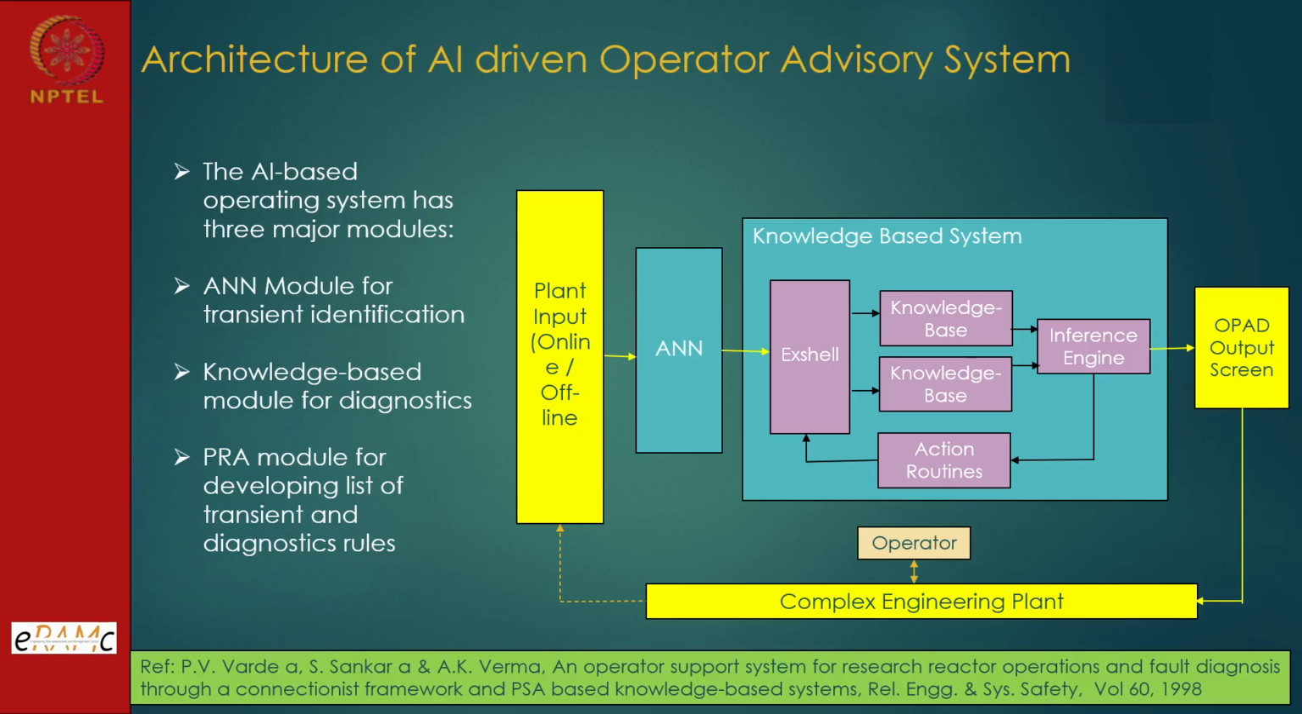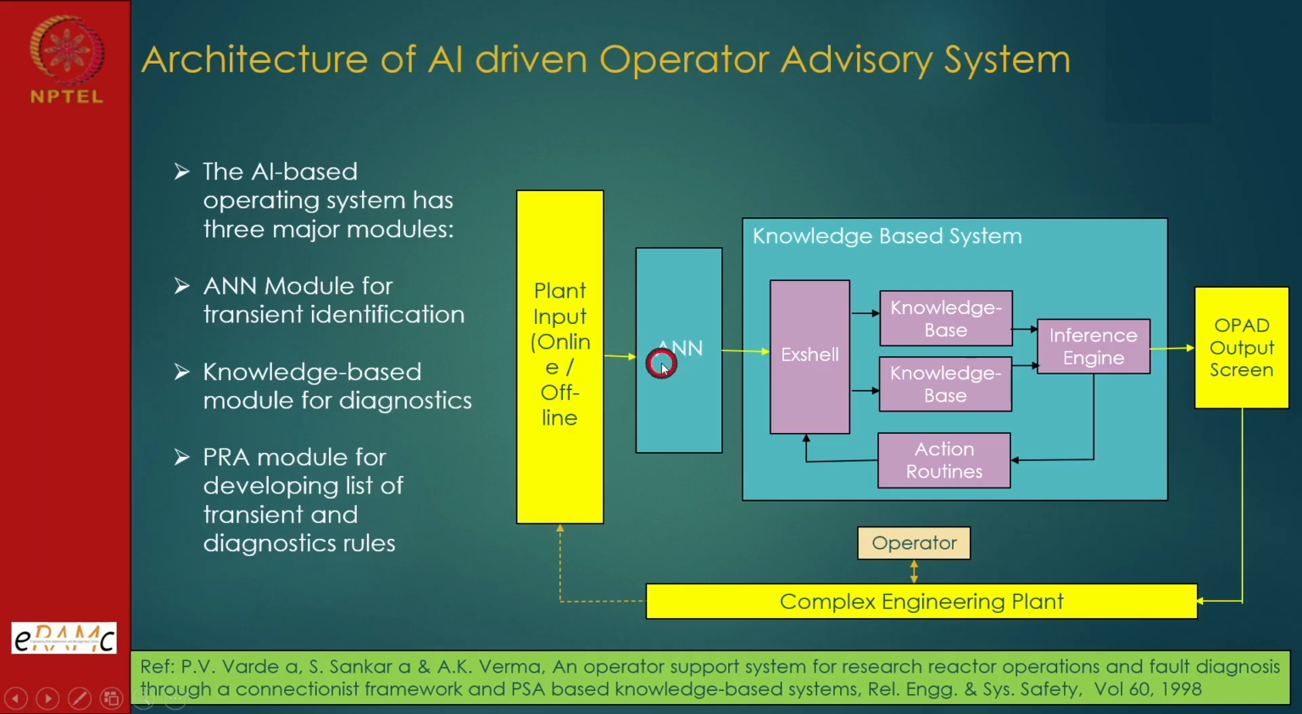The architecture of the operator advisory system that we are talking about typically is like this, because these are the components I was telling you. Let us understand the components which are there in the system. There is one module called the ANN module. This module is meant for transient identification, and there is a plant, and from the plant this data is coming here, and then it is processed and fed to the ANN. I have not shown the pre-processing element and all that here.